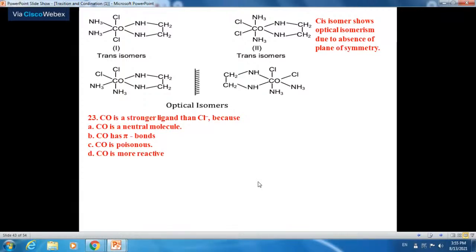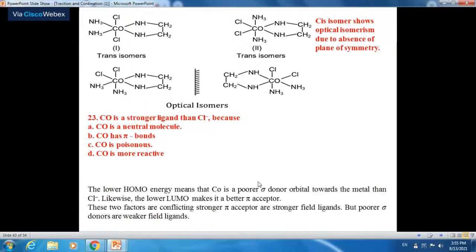That is lower HOMO energy means that CO is a poorer sigma donor orbital towards the metal than Cl minus. Likewise, lower LUMO makes it a better pi acceptor. These two reasons conflict. Strong pi acceptors are strong field ligands, while poorer sigma donors are weaker field ligands. So that CO is stronger, the answer is D.